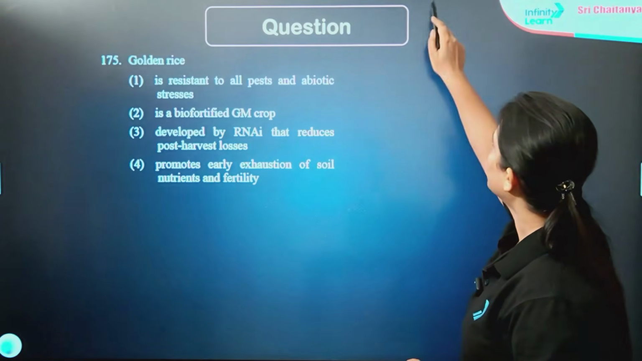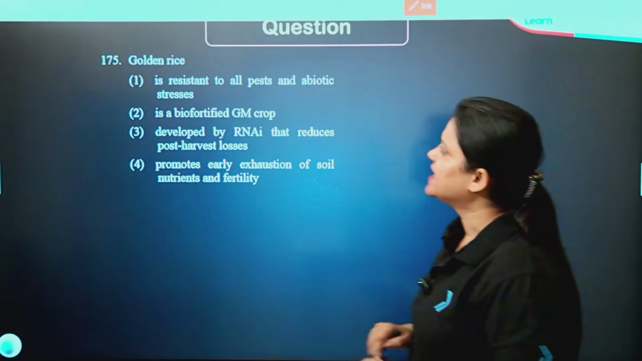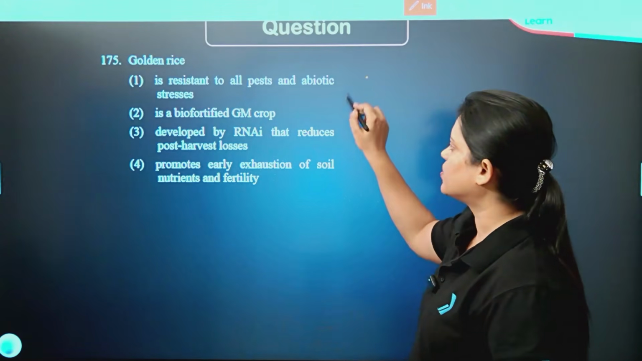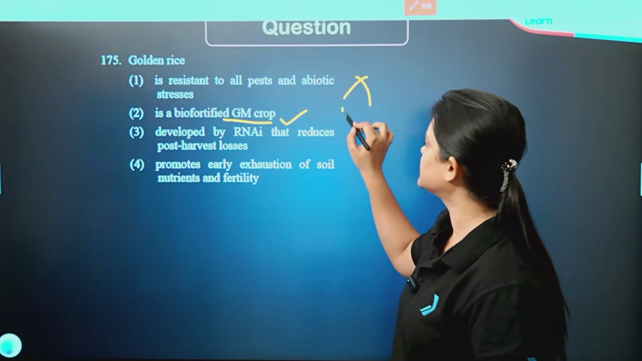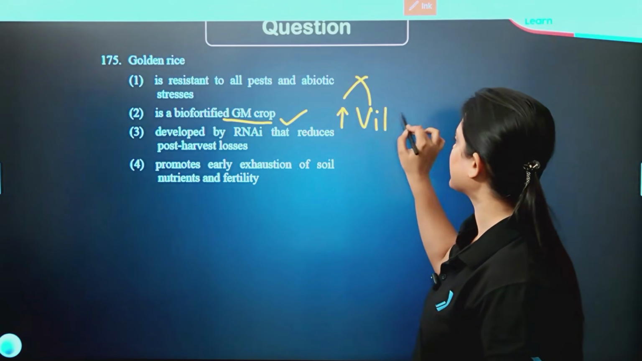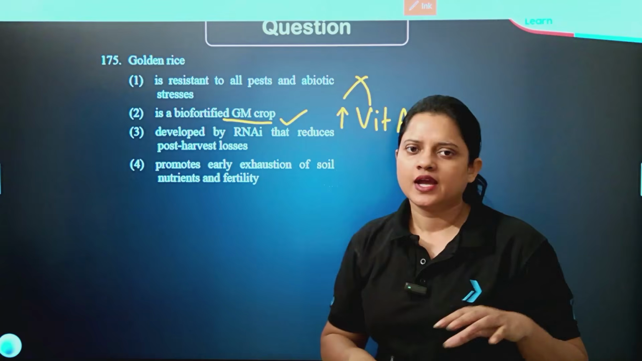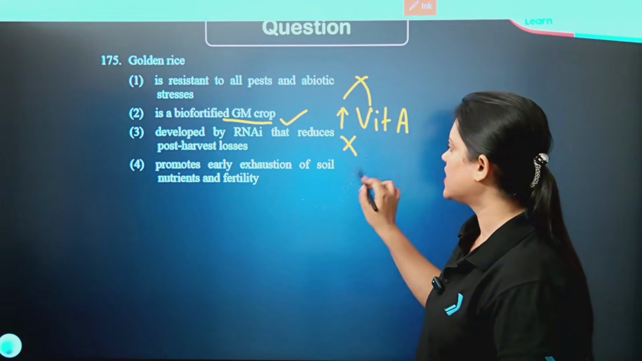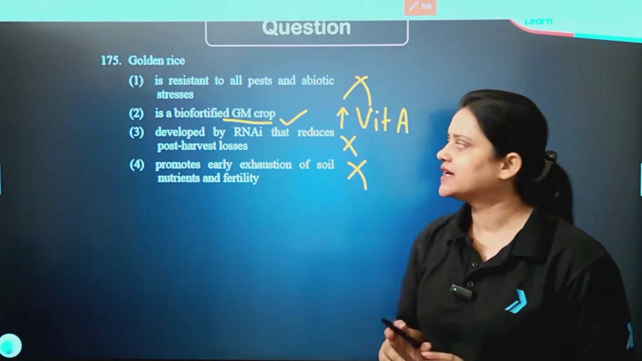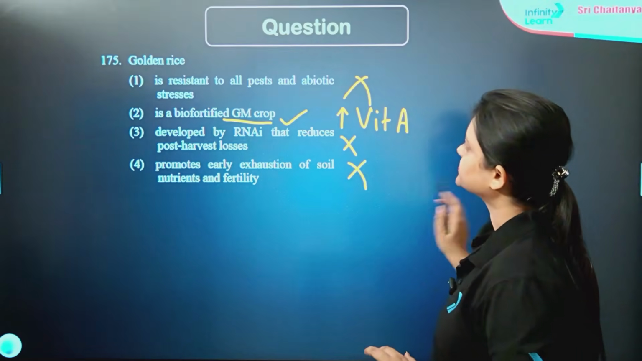Next question. What is golden rice? Is it resistant to all pests? No. Is it a biofortified, genetically modified crop? Yes, it is rich in vitamin A. Right? Developed by RNA interference? No. Promote early exhaustion of soil nutrients and fertility? No. So correct answer here should be 2.